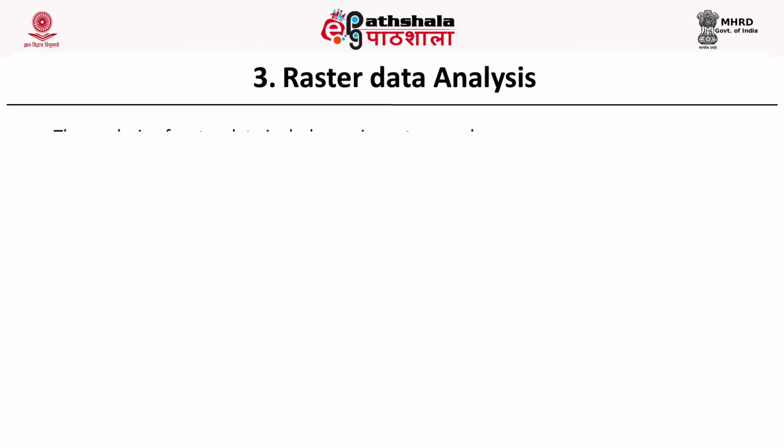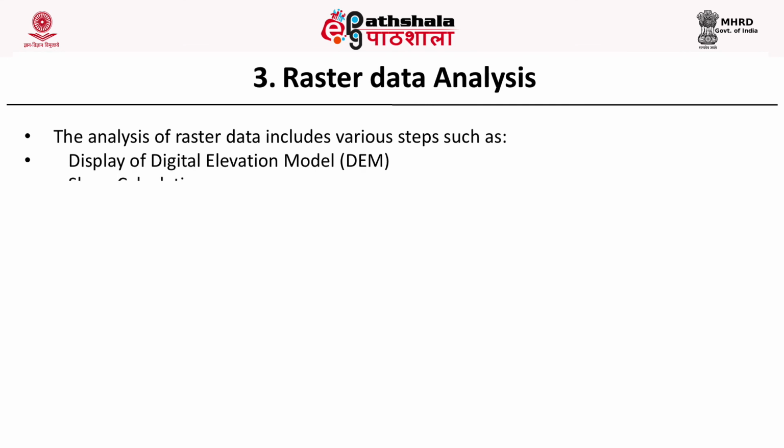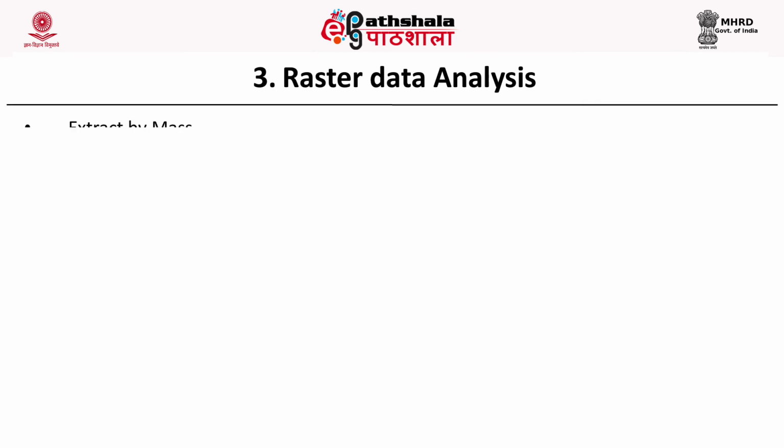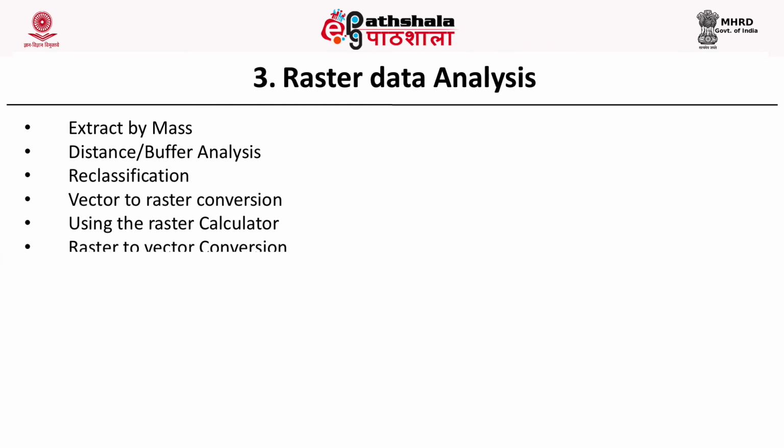The examples of raster data analysis are also varied, such as the display of digital elevation model, popularly known as DEM, the calculation of slope, calculation of aspect, the hill shade, calculating any view shade, neighborhood statistics, zonal statistics, extraction by mask, distance buffer analysis, reclassification, vector to raster conversion, using the raster calculator for various mathematical operations such as adding, subtracting, averaging, and so on, and raster to vector conversion.